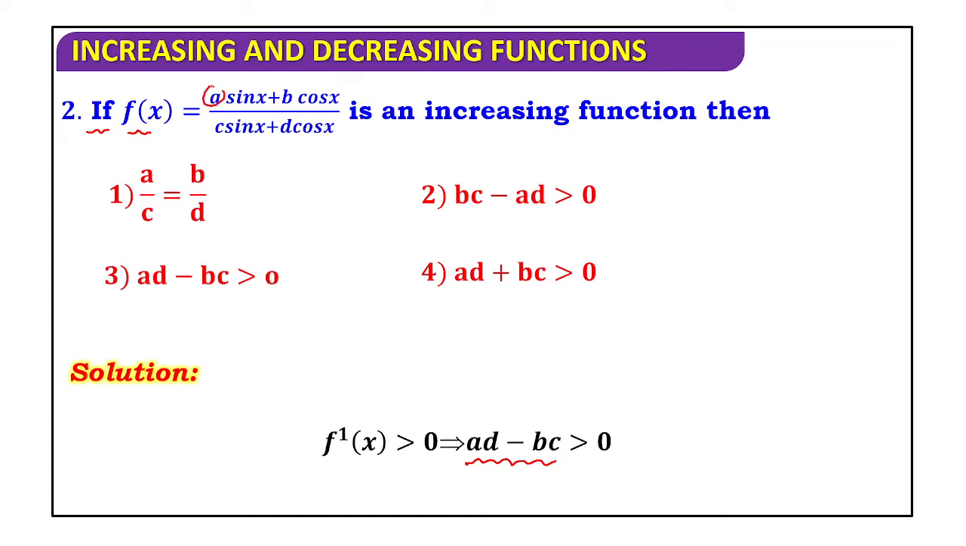See that A is multiplied with D and B is multiplied with C. Therefore AD minus BC must be greater than 0. Okay. So from this, now you can just take this as a formula. Therefore, option number 3 will be your result.